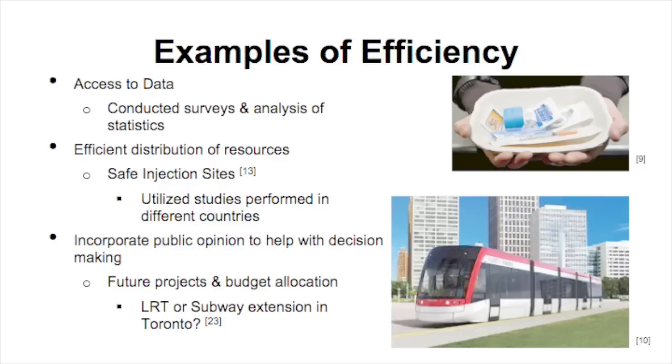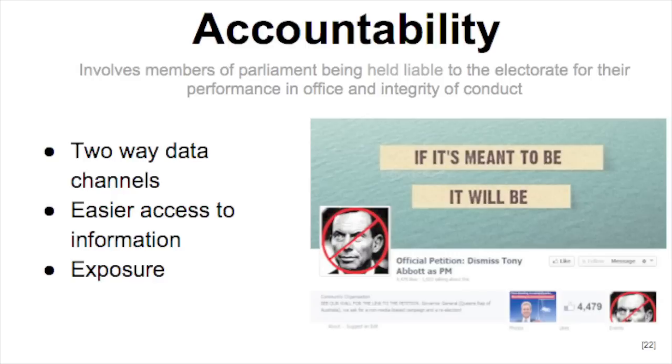Finally, let us look at accountability. Accountability refers to the members of any organization being liable to the people they represent. This can be in relation to performance and integrity. Information technology allows for the public to respond to politicians and their leaders regarding their actions. This can drive a public response to situations that demand accountability.